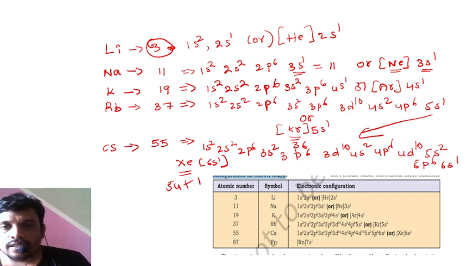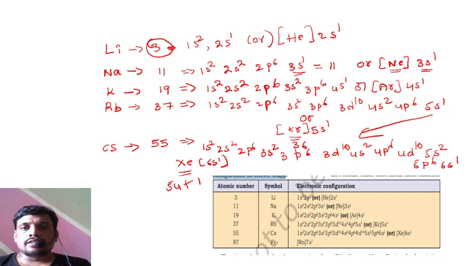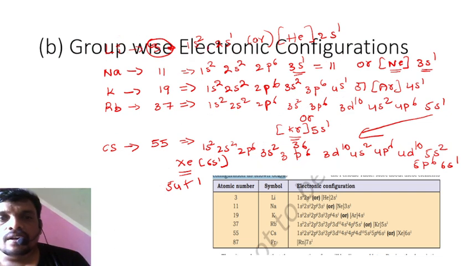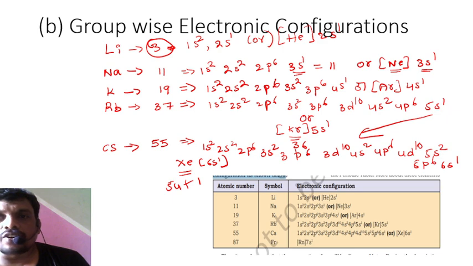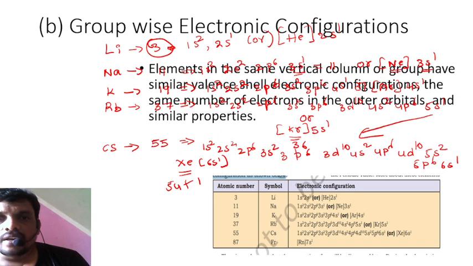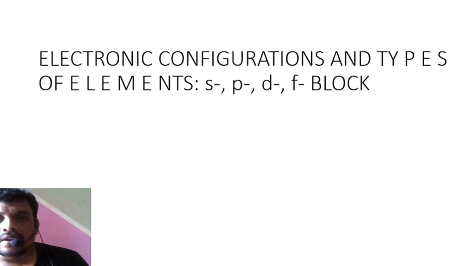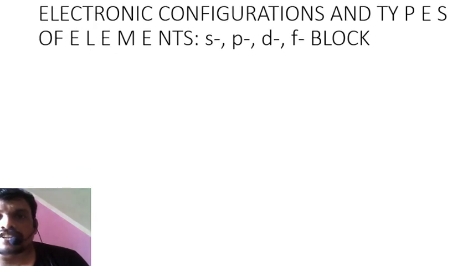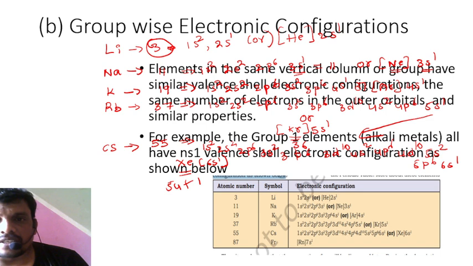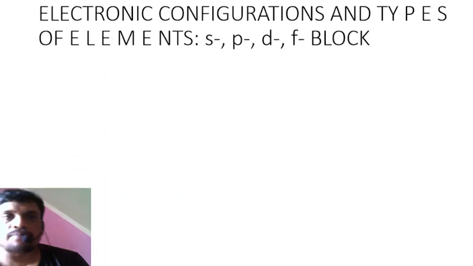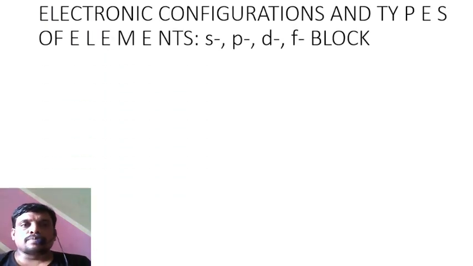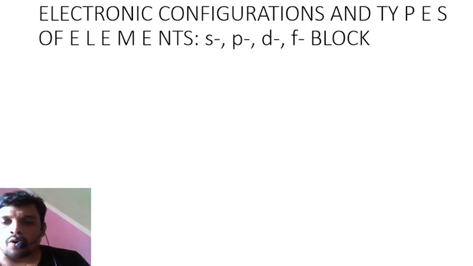And finally, you can take one more example that is mentioned there. So far this is the electronic configuration of various elements. After that, group-wise electronic configuration: so far we have seen that elements in the same vertical column, groups, have similar valency shell. Now, electronic configuration and types of elements, s, p, d, f blocks. Before that, we have seen how electronic configuration was there. Electronic configuration and types of elements, s, p, d, f block.